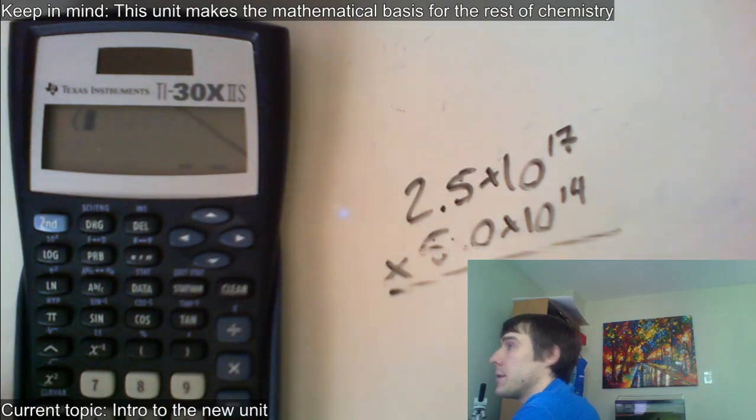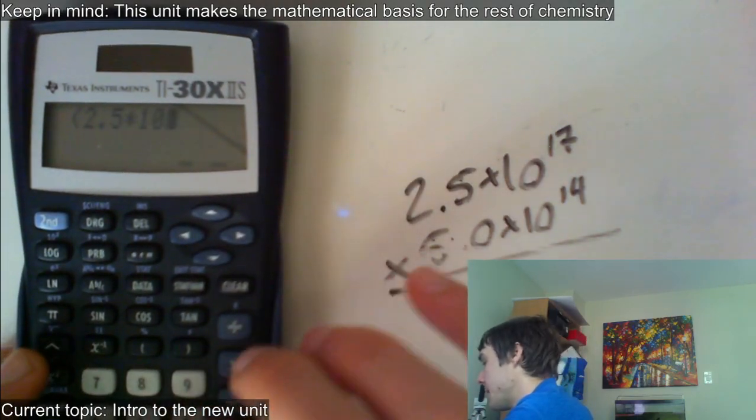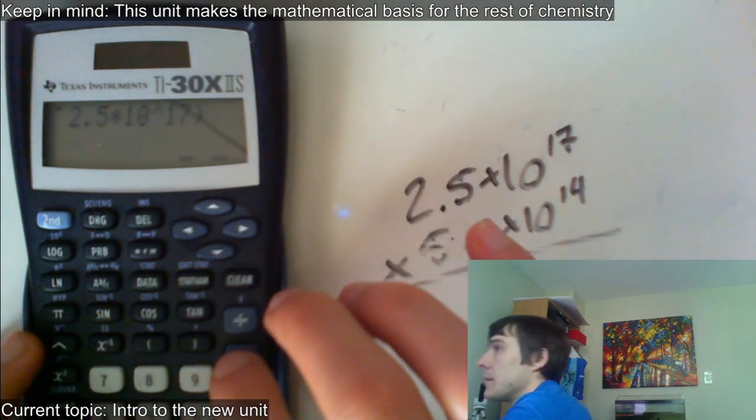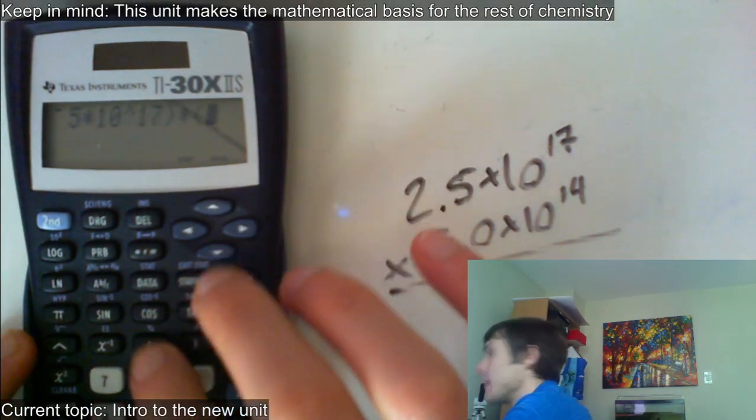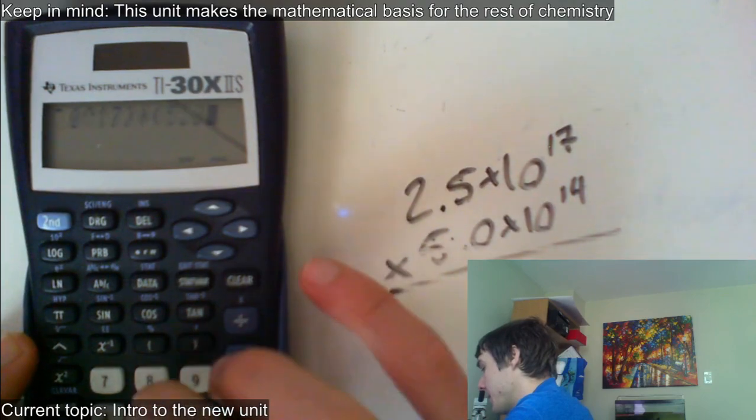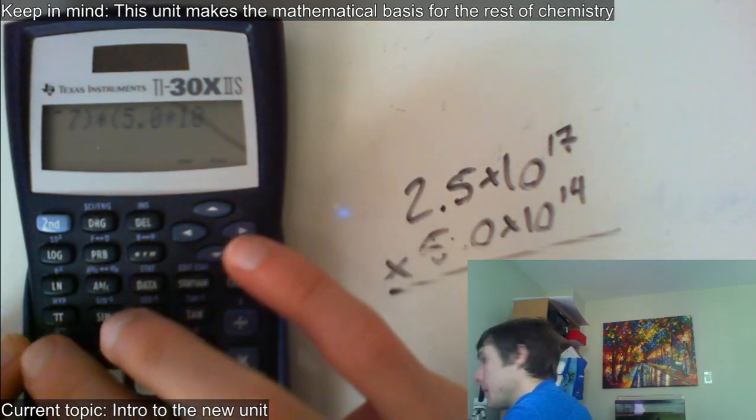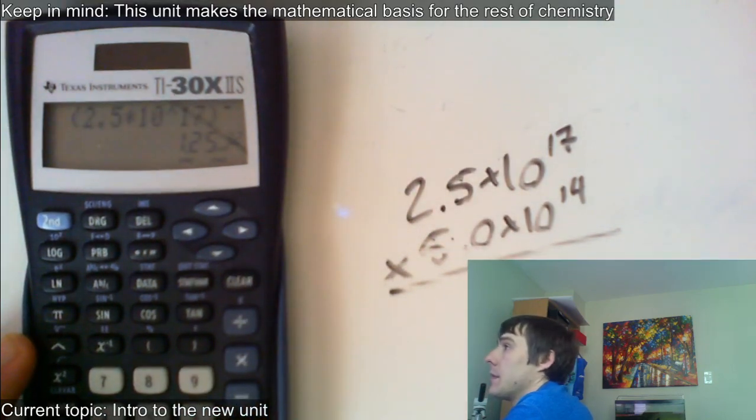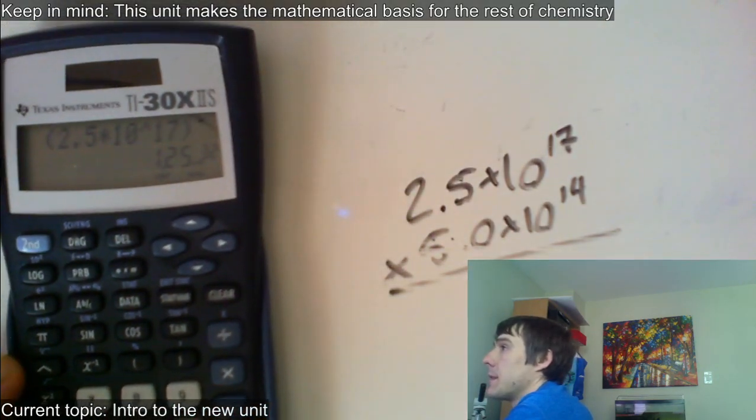You just use brackets. Brackets, 2.5 times 10 to the power of 17. Just make sure you've got it in brackets or else things are going to get weird. Times 5.0 times 10 to the 14. That's one way to do it, and you get the right answer, 1.25 times 10 to the 32.